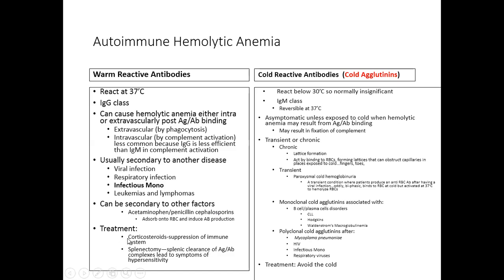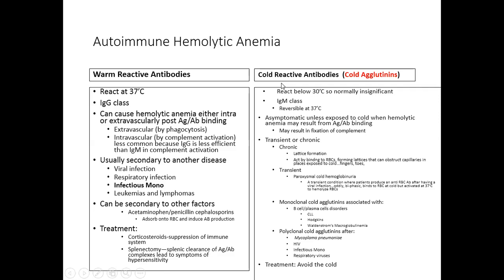They treat it with things like corticosteroids to suppress the immune system, and they'll actually give a splenectomy if someone has a chronic disease, because the spleen is constantly trying to clear these cells with antigen-antibody complexes on them, and you get increased symptomology of hypersensitivity with that.